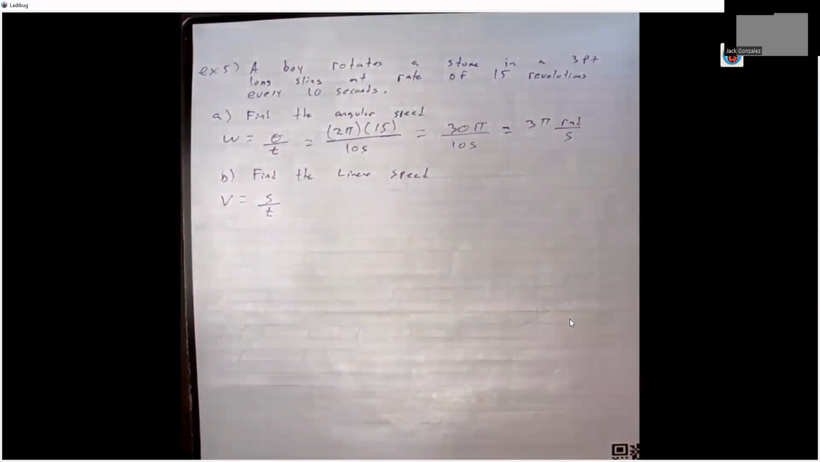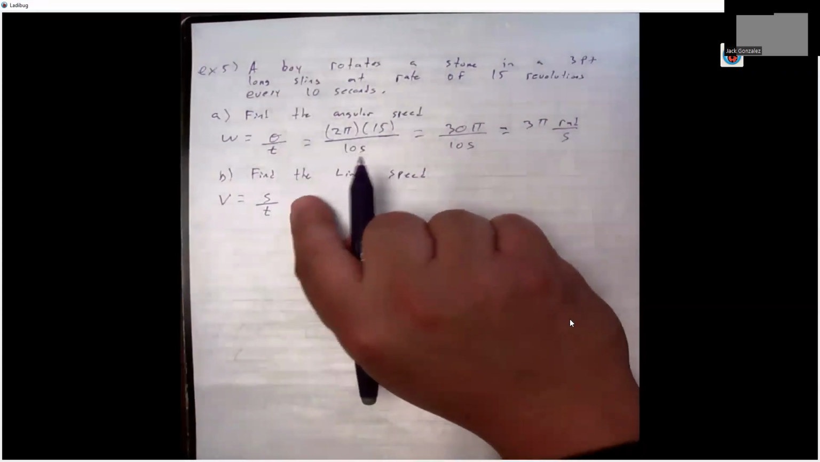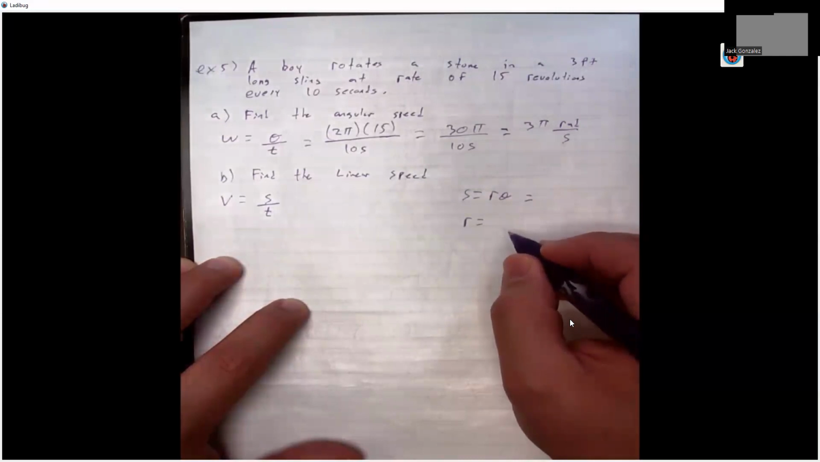All right. So linear speed is s over time. That's the speed at the edge of the blade. So how fast are you going right at the edge versus how fast is the thing rotating? Those are two different things. So you need to find the arc length first. So let's do that over here. s is equal to r theta, which will need the radius of 3 feet.